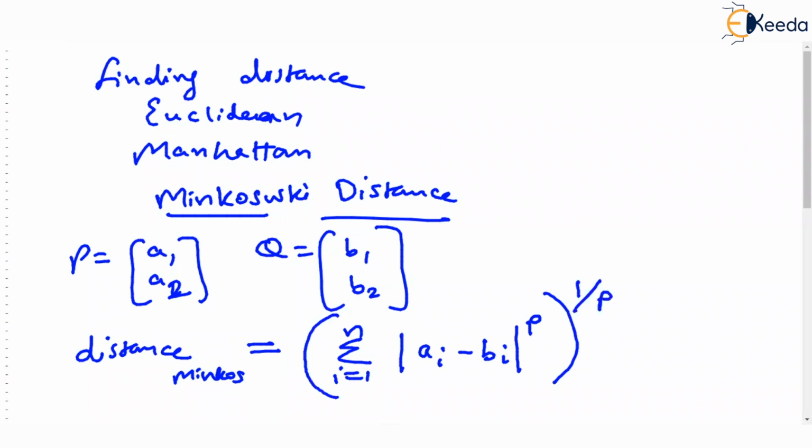Think over this. Just check the formula. If I tell you that this formula is the formula for Euclidean distance, if you keep the value of P as 2 in the formula, then you will get the Euclidean formula. If I tell you that in this formula you keep the value of P as 1, you will get the Manhattan formula. Think over this.